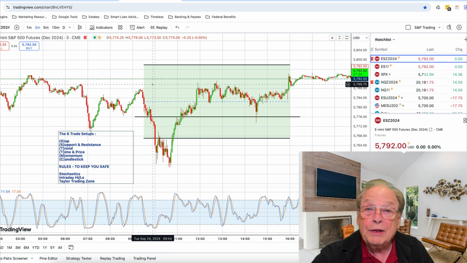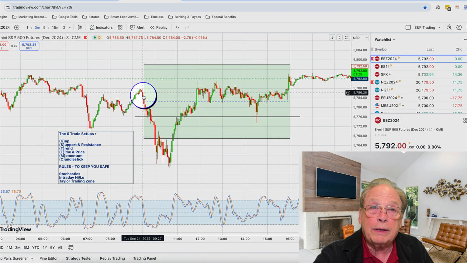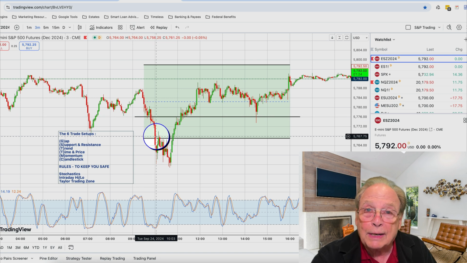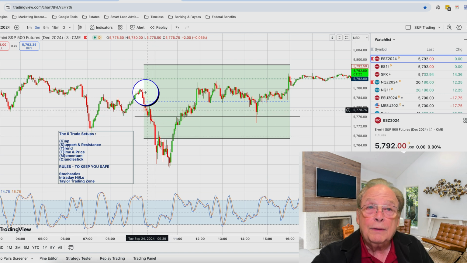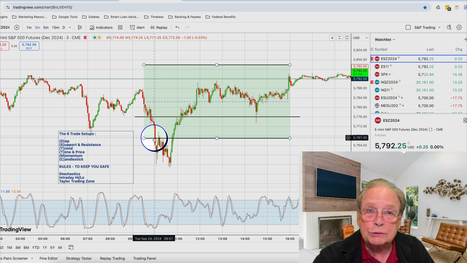Okay, so there's another trade here, and that's the time and price trade. The time and price trade is a trade where the market moves in a certain direction, stabilizes, and then moves in the same direction for the same amount of time. So this time and price trade, here was the first leg, here was the period of stabilization, and here was the trade, the second leg. That was the trade, the time and price trade, all right?